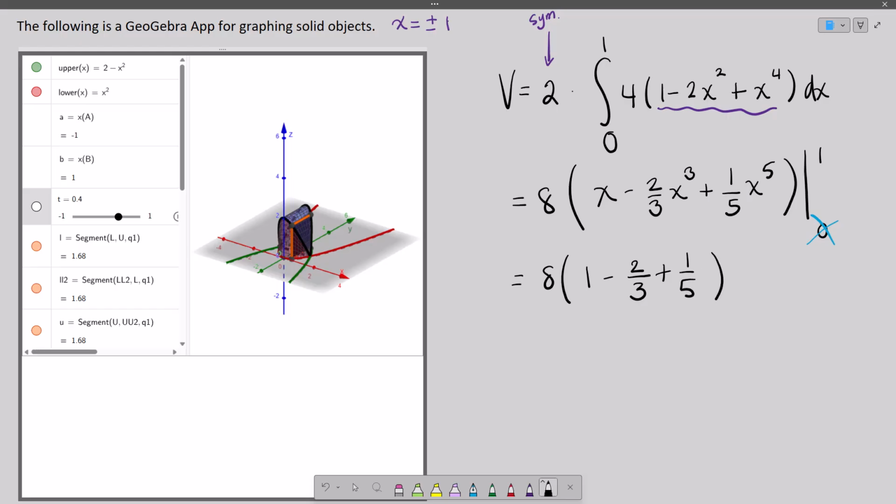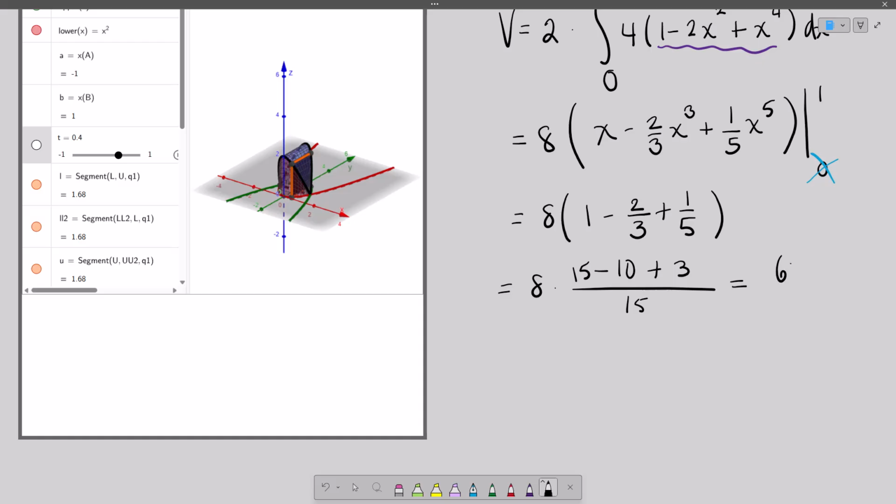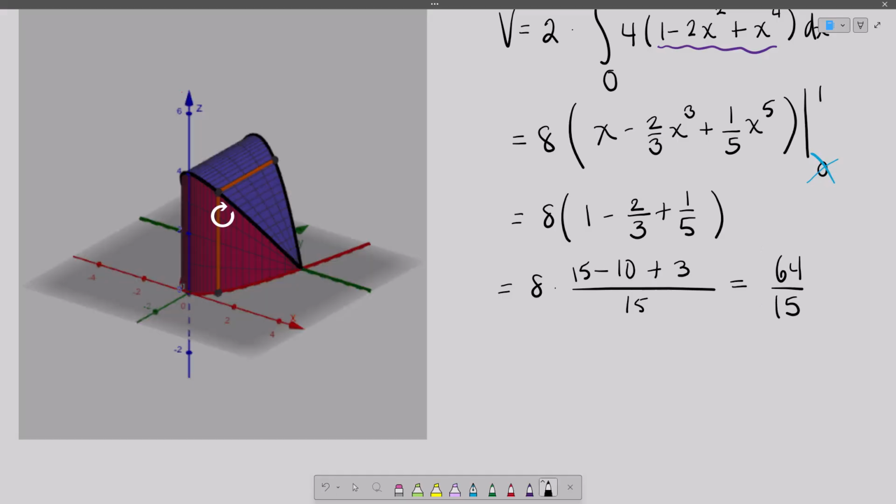Common denominator is 15. So we will have 8 multiplied by something over 15. This is over 1, so it's going to be 15 over 15. That one we have to multiply top and bottom by 5. That one we have to multiply top and bottom by 3. 15 minus 10 is 5, plus 3 is 8. 8 times 8 is 64. We have 64 over 15. That has no common factors, so we are simplified. That is going to be our volume.